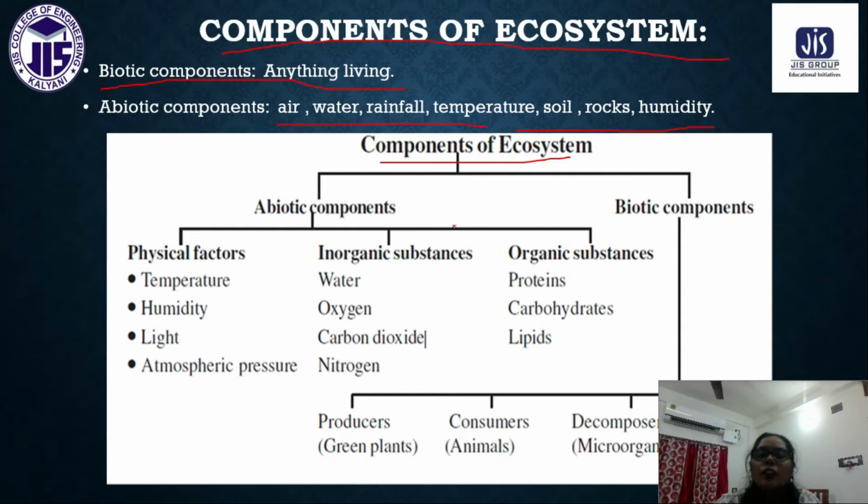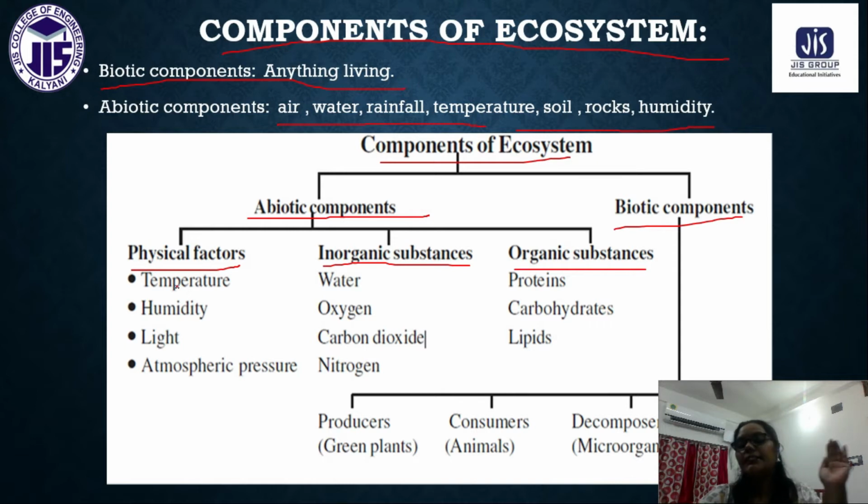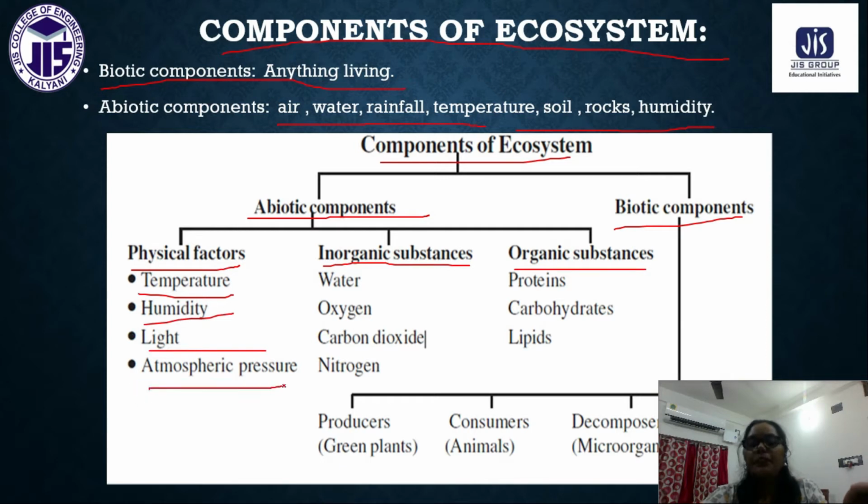Okay, so components of the ecosystem are generally two types. One is abiotic components and the second one is biotic components. For abiotic components, we have three classifications. One is physical factors, second is inorganic substances, and third is organic substances. Physical factors means temperature, humidity, light, atmospheric pressure. These are all non-living materials, non-living systems that we have in our surroundings. These are all called physical factors.